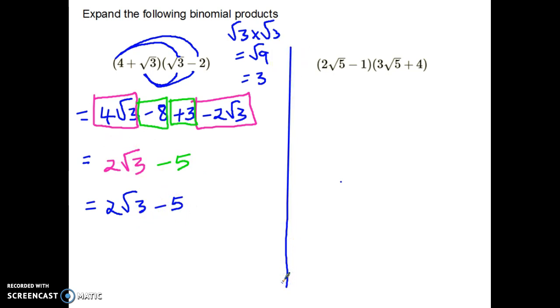Let's have a look at this one. 2 root 5 by 3 root 5. Now the root 5 times root 5 is going to end up being 5. Then 2 times 3 is 6. 6 times 5 gives me 30.